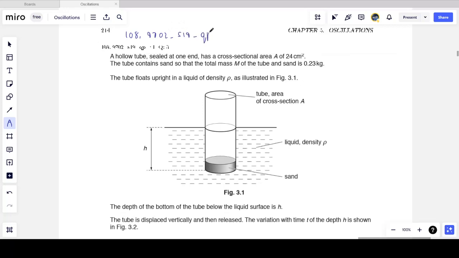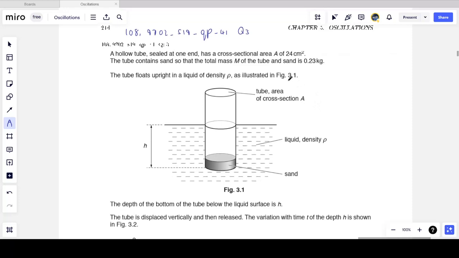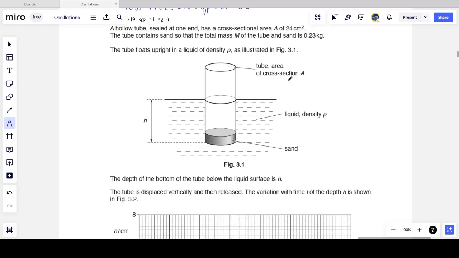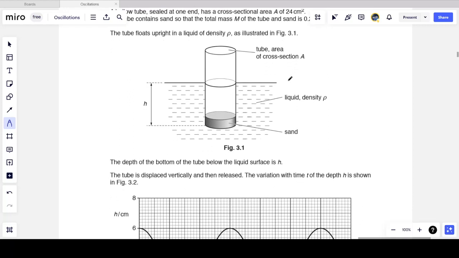Now the next question is question 108, and this comes from the summer of 2019 exam. It is question paper 4, variant 1, and this is question number 3 from that paper. We are told that a hollow tube sealed at one end has a cross-sectional area of 24 square centimeters. The tube contains sand, so the total mass m of the tube and sand is 0.23 kilograms, and the tube floats upright in a liquid of density rho, as shown in the figure.